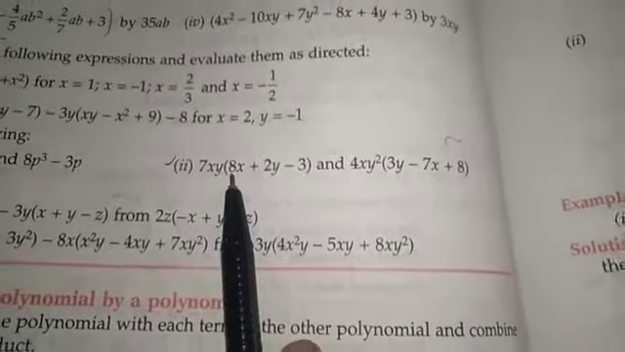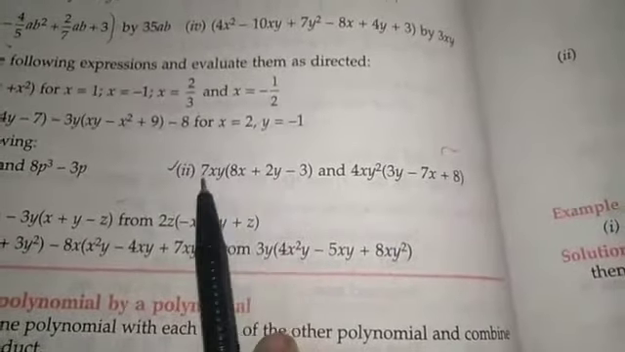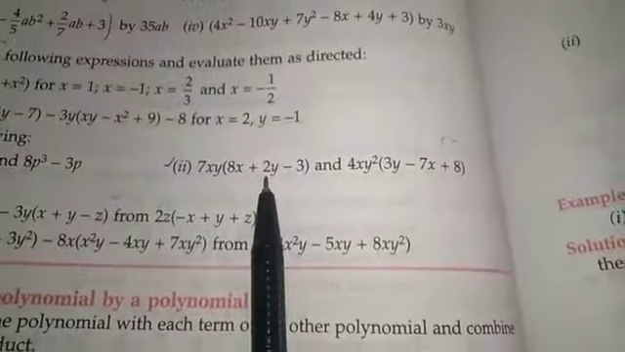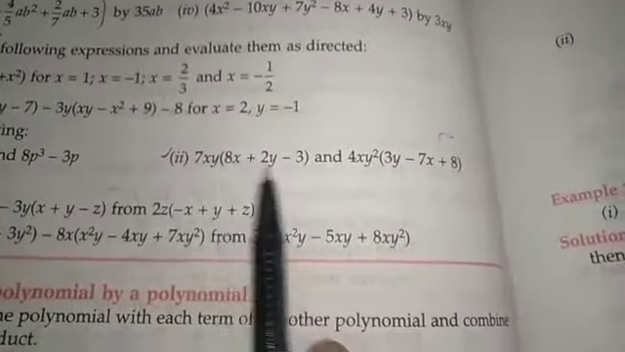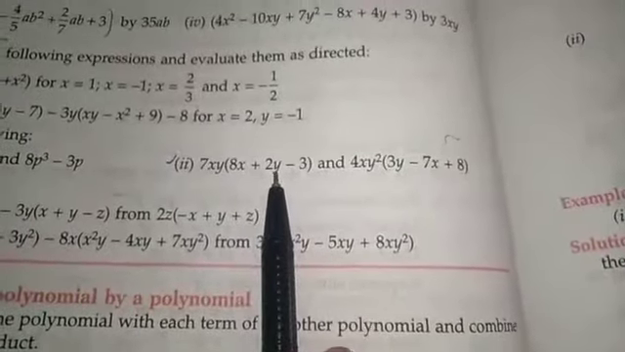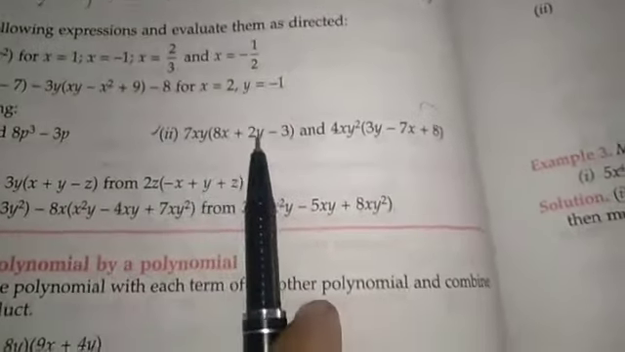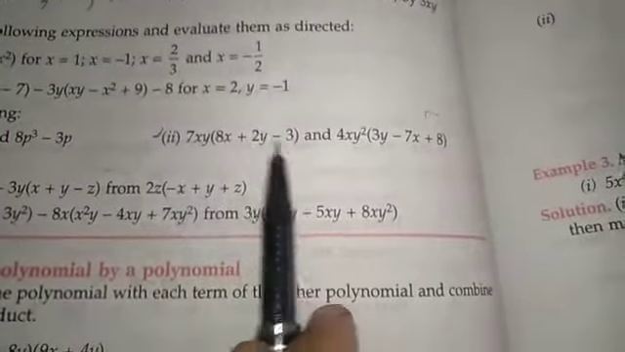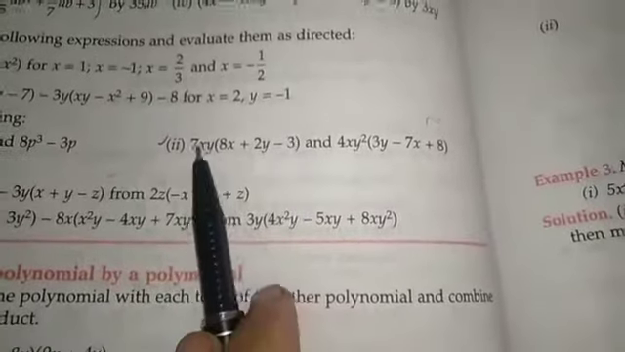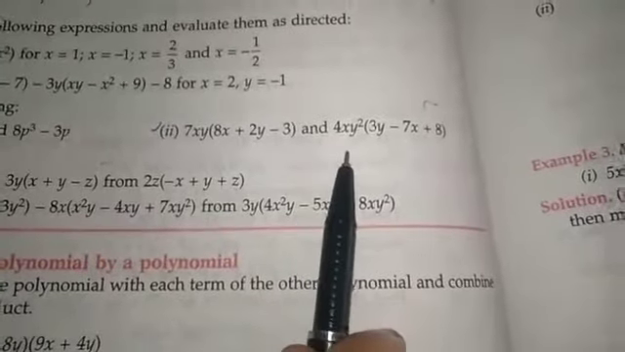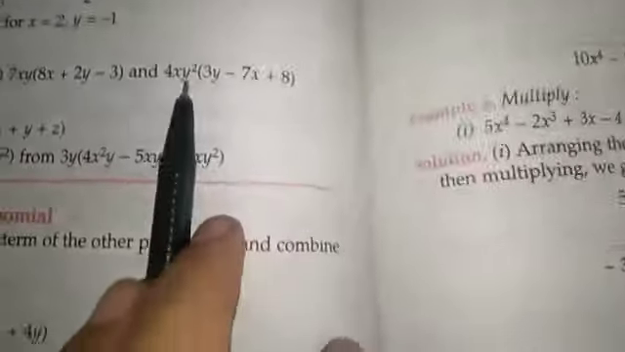So now it will be converted into 56x square y. In the same way, 7 into 2 is 14, x into 1 is x, and y is equal to y square, so it will be 14xy square. 7 into 3 is 21xy. 21xy. In the same way, you will multiply this.